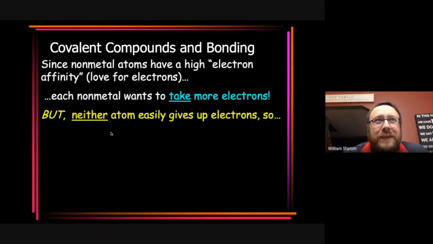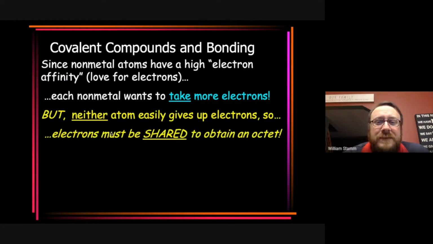Since they both want them, they're not going to give them up very easily. So if two people don't want to give up something, the best solution is to share it. And that's what happens with covalent bonds. The electrons involved are basically shared by both elements involved in the bond. And if they're sharing these electrons, they're always trying to get enough electrons to obtain that stable octet, those 8 valence electrons that we talked about throughout the last couple chapters.